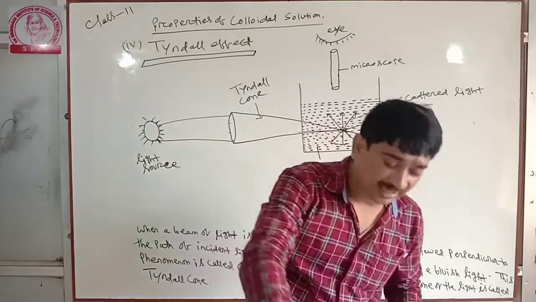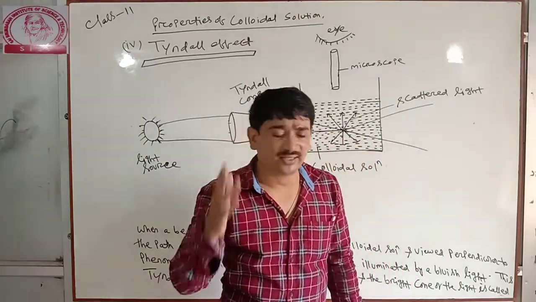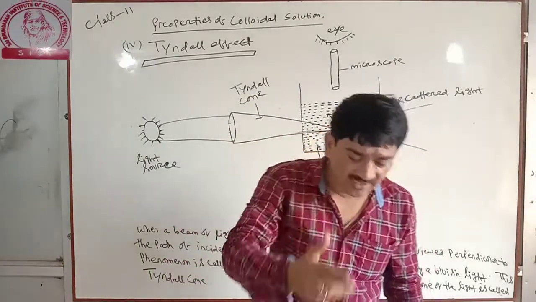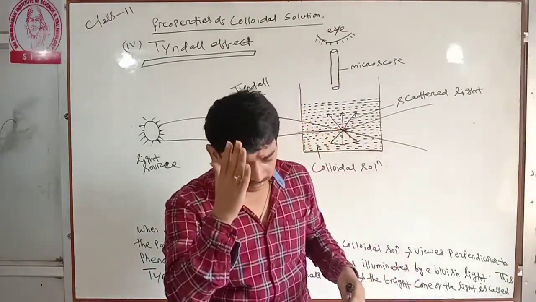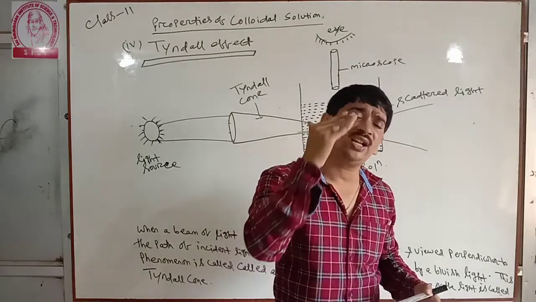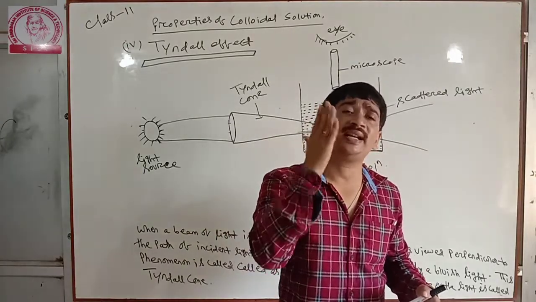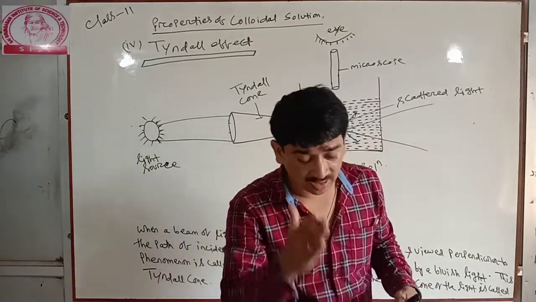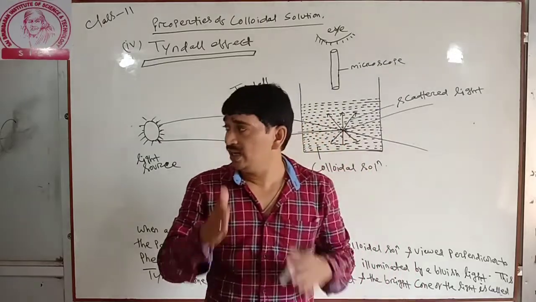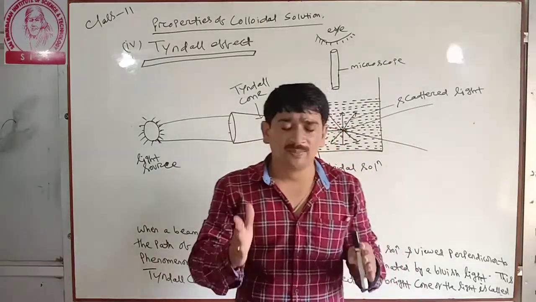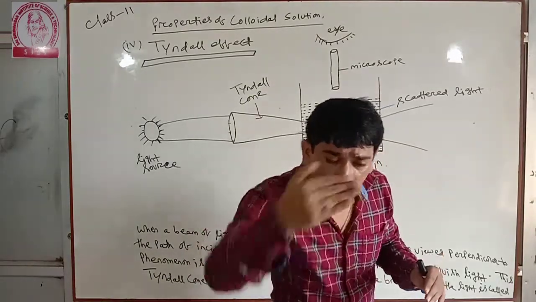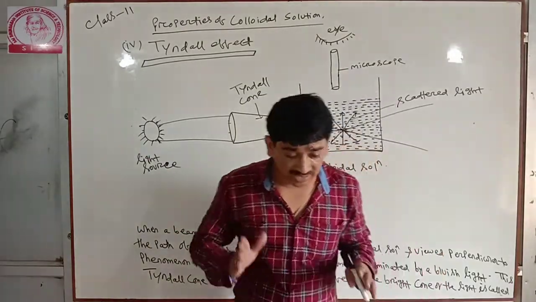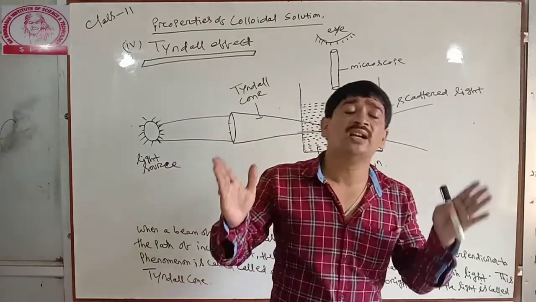How does this effect arise? The Tyndall effect is due to the fact that the colloidal particles present in the colloidal solution scatter light in all directions in space.